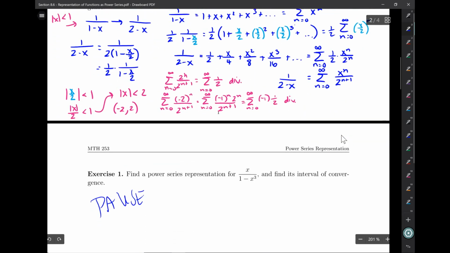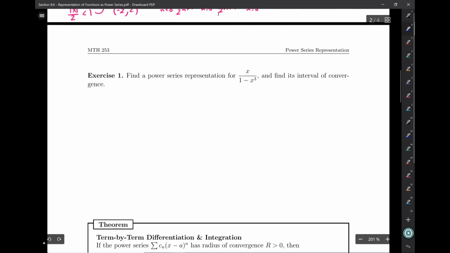So you're going to need to replace x with something, and then you also might need to multiply through by something in order to create this x here in the numerator. So go ahead and pause it and give it a try on your own. Okay, welcome back. Hopefully that went pretty well for you.